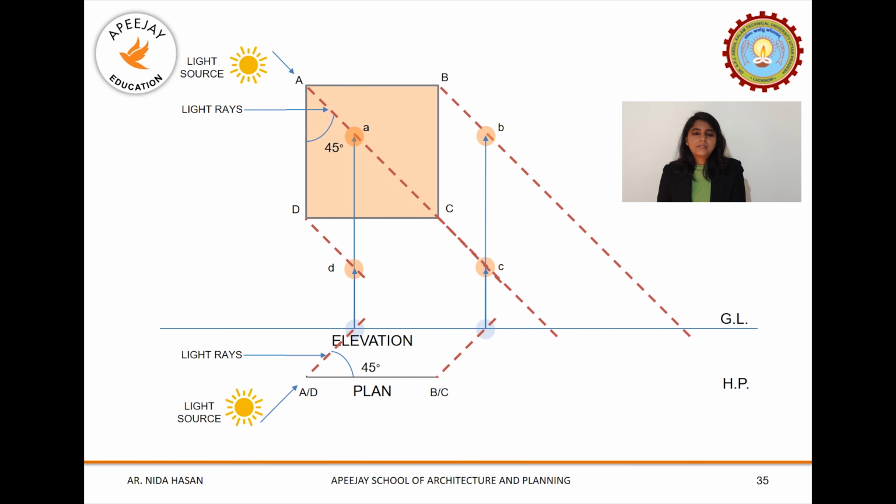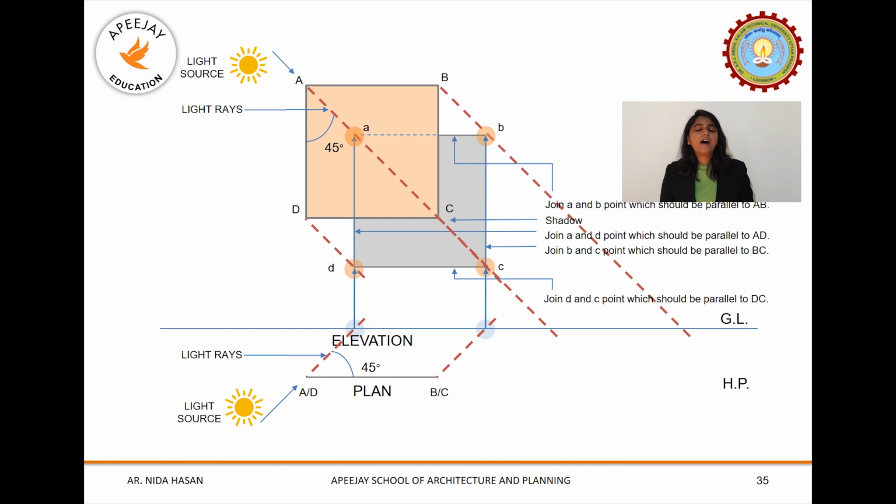Now join the points small d, small a, small b, small c to get the profile of the shadow created by the object. Now it's time to hatch the shadow profile. To get the final output, we can see that some portion of the shadow is hiding behind the elevation of the object. There is no need to hatch that portion.